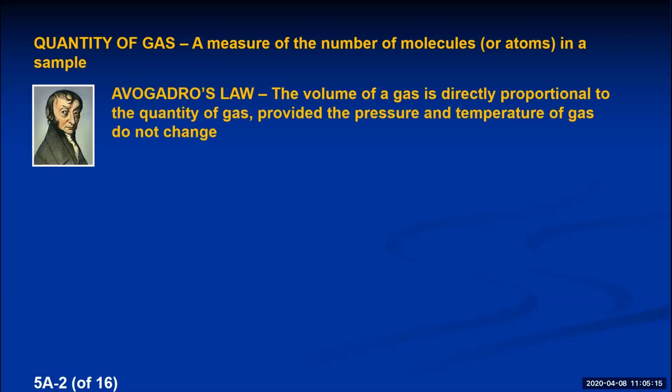The relationship between the volume of a gas and the quantity of a gas was first expressed by Amedeo Avogadro, and that's called Avogadro's law. It's that the volume of a gas is directly proportional to the quantity of gas, provided the pressure and the temperature of the gas do not change. That last bit of this definition is fairly important scientifically speaking.